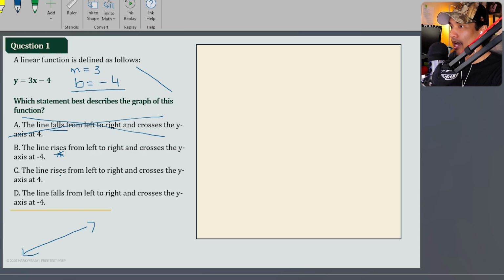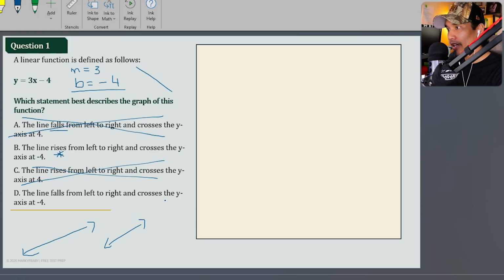So it says the line rises from left to right. Okay, it rises from left to right and crosses the y-axis at 4. Well, this is wrong because it says it crosses the y-axis at 4 when we're looking for a negative 4. So we've disproved C.